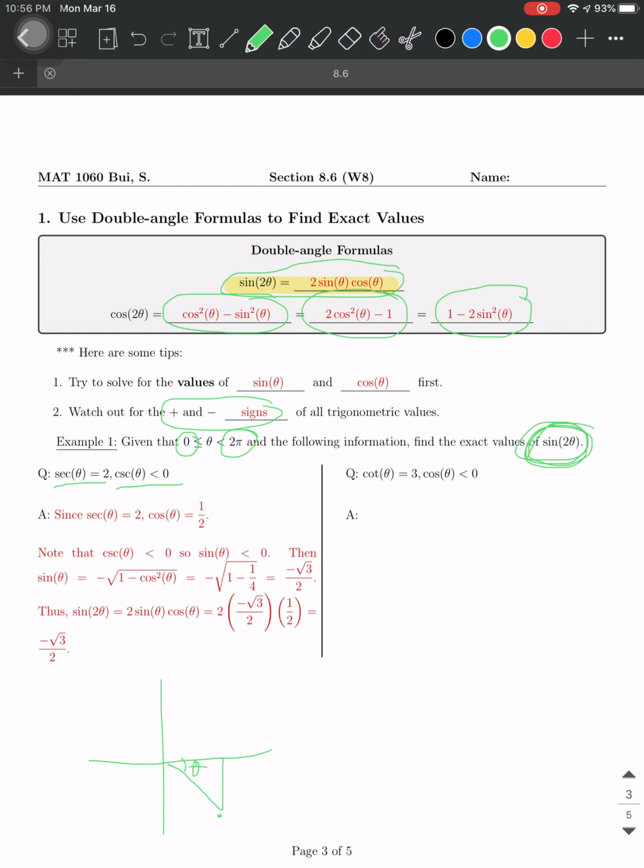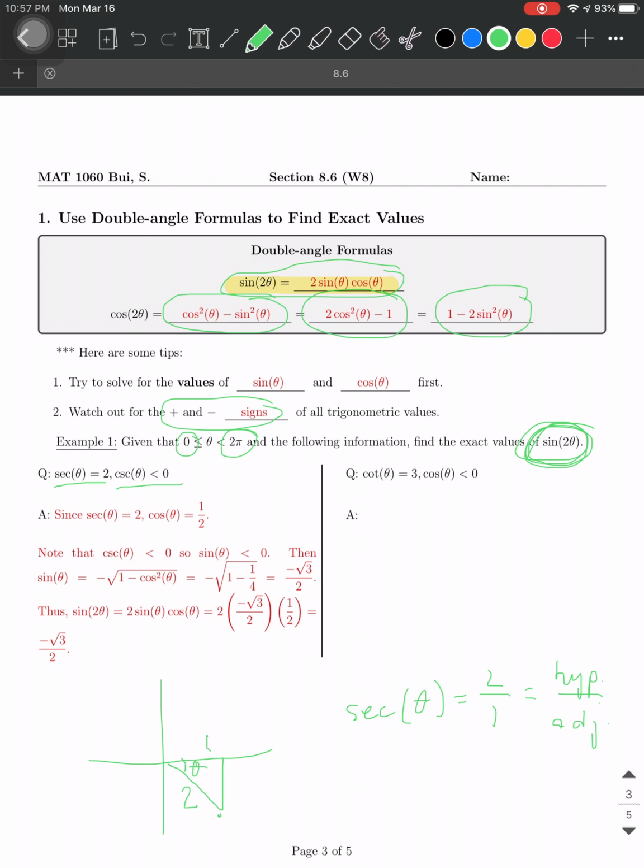Secant is the reciprocal of cosine. Cosine is actually adjacent over hypotenuse, right? So in here, we're going to have secant equals hypotenuse over adjacent. Let me write in here, secant of theta is 2, meaning 2 over 1, and it equals hypotenuse over adjacent. How does that help? We're going to label them first. Hypotenuse in here is 2, and adjacent in here is 1.